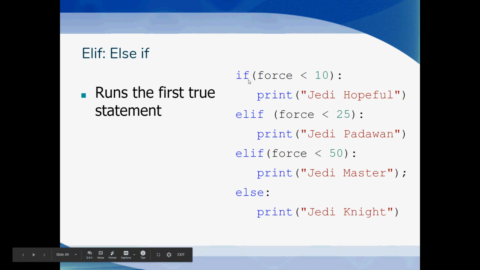All right. Next, suppose it's 75. It's going to execute our else condition because none of these are true. If it was 30, 30 would come here. 30 is not less than 10. 30 is not less than 25. 30 is less than 50, so it would print this and skip everything else. So that is what an if-else if condition looks like in Python.